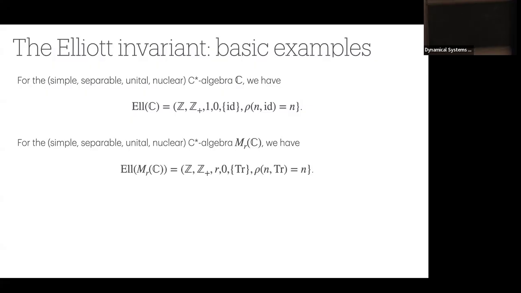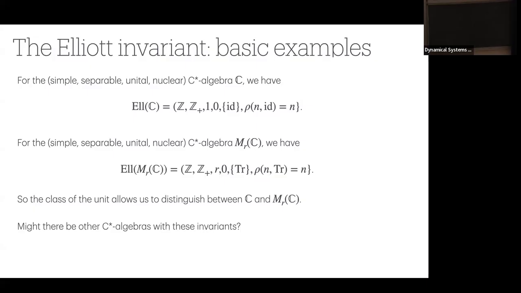If we instead look at matrices over the complex numbers, we get exactly the same thing, except now the trace is just the usual matrix trace, which is not normalized in this setting. And instead of 1 for the class of the unit, we get the size of the matrix algebra. So we see that this is able to distinguish between the complex numbers and matrices. But you might ask, can we find other C-star algebras that do have these invariants and might still be simple, nuclear, etc.?